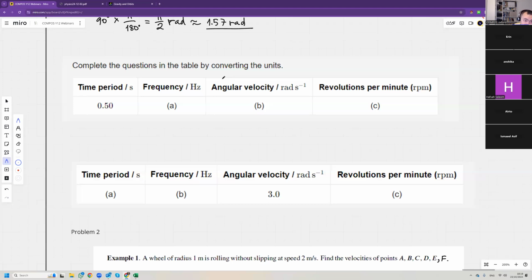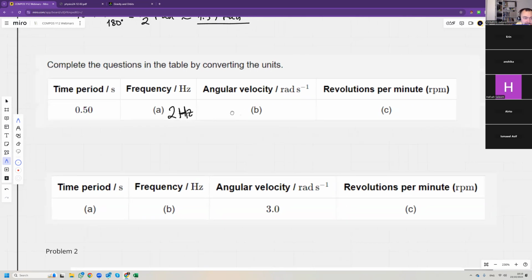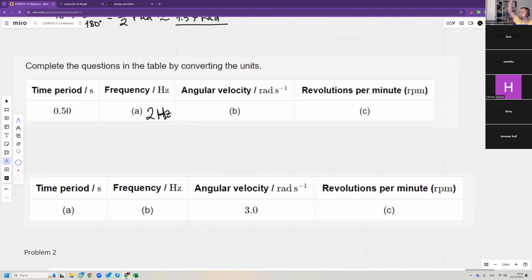Complete the questions in the table by converting the units. So let's say if the time period is 0.5 seconds, that means a full rotation takes 0.5 seconds. That means in 1 second, you do 2 full rotations. That means that the frequency is 2 Hertz. Okay. The angular velocity.